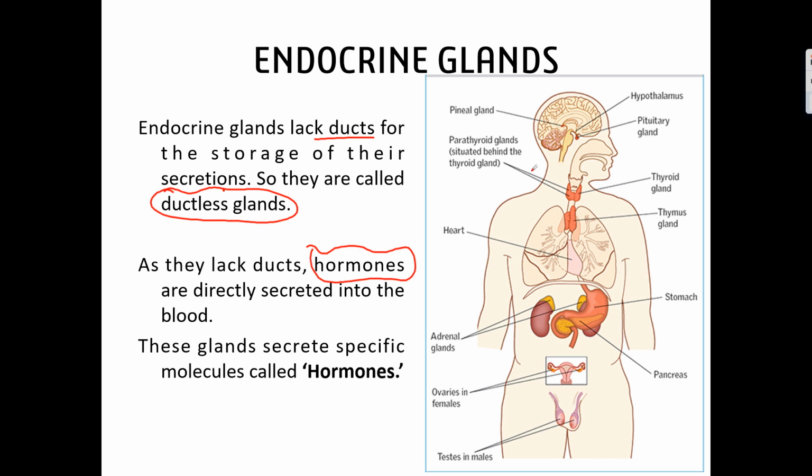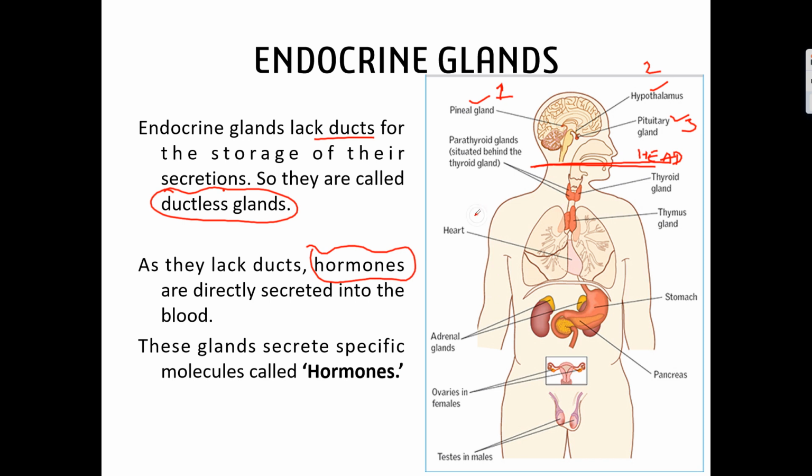Coming to the head part, this head region has three different glands. One is the pineal gland, the second is the hypothalamus, and the third is the pituitary gland. This pituitary gland is known as the master gland of the body. Why do we call it the master gland of the body? We will look at that in the coming slides.